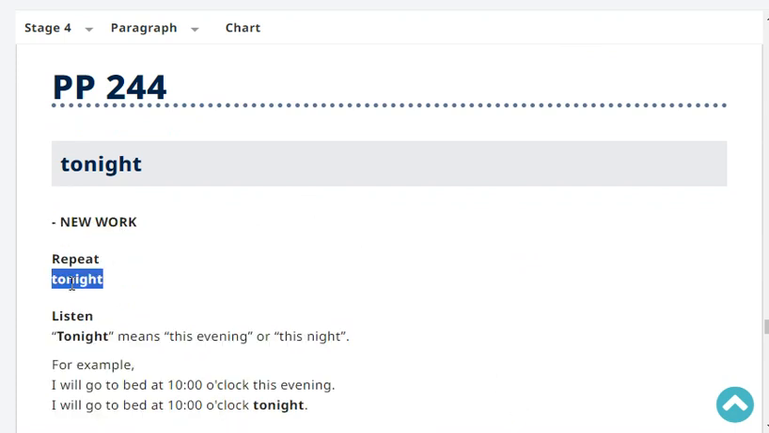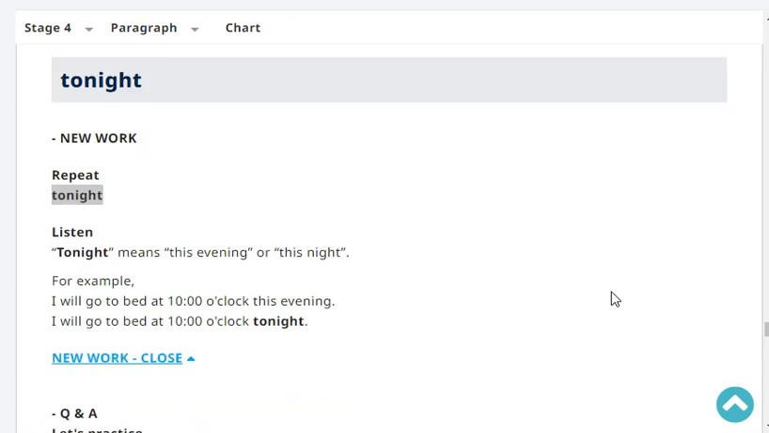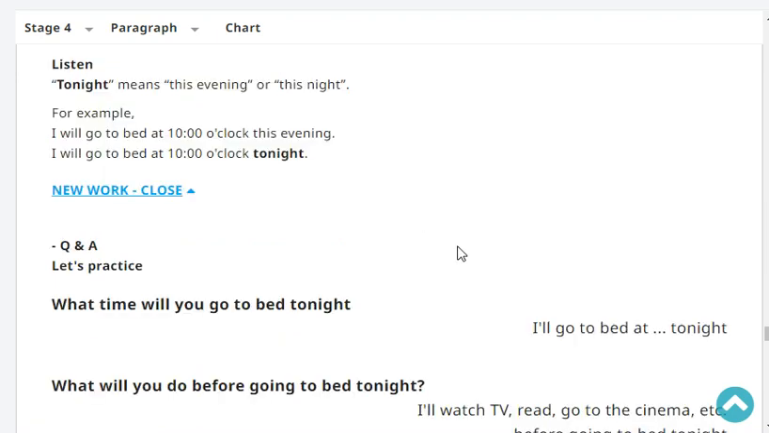Tonight. Very good. Okay, listen. Tonight means this evening or this night. For example, I will go to bed at 10 o'clock this evening, or I will go to bed at 10 o'clock tonight. Let's practice.